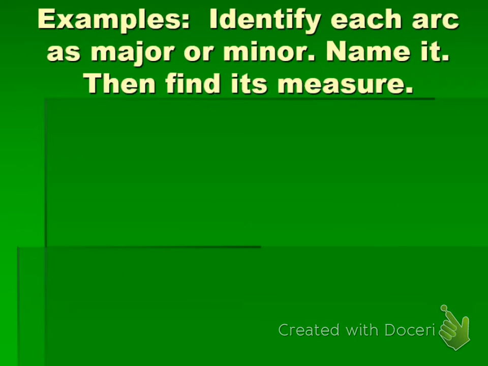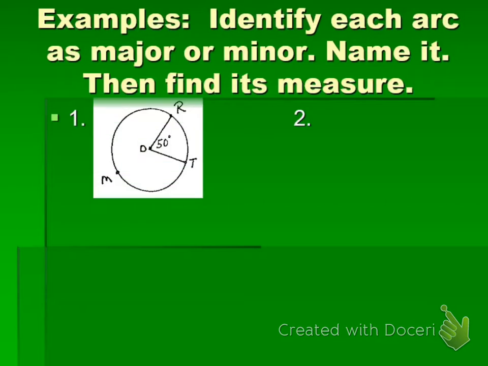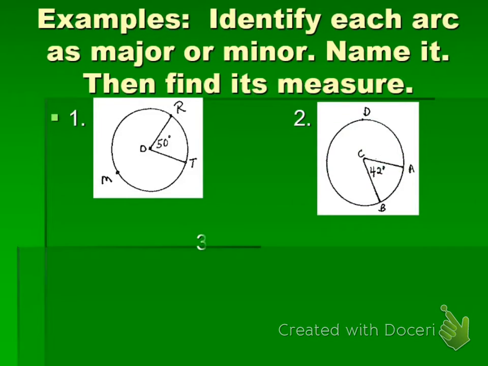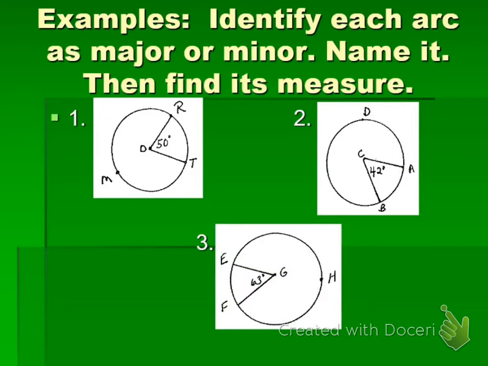On our examples, we have to identify each arc as either major or minor, name it, and then find its measure. Go ahead and put all 3 of them up there.